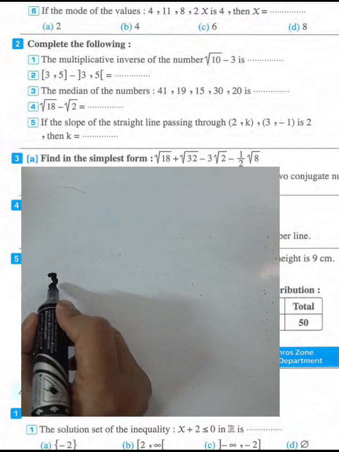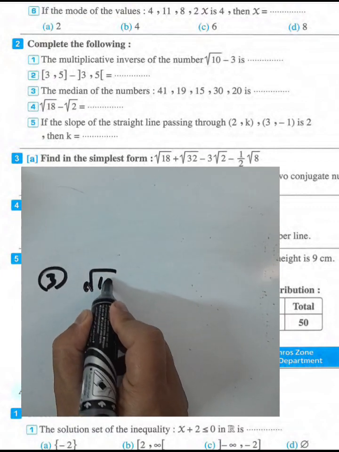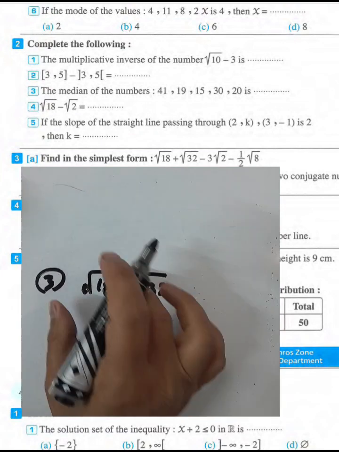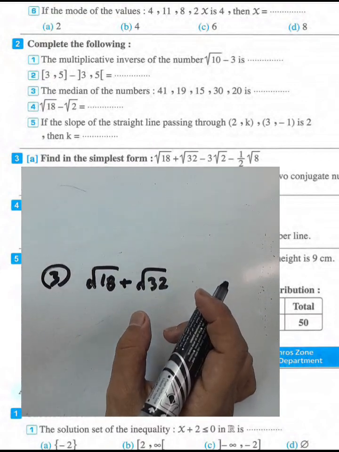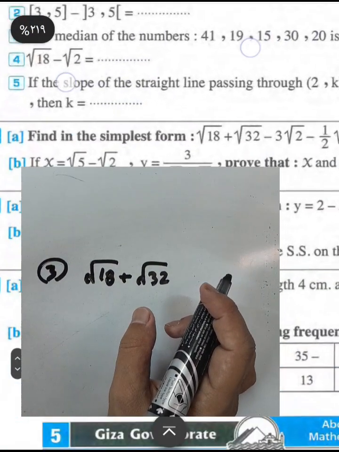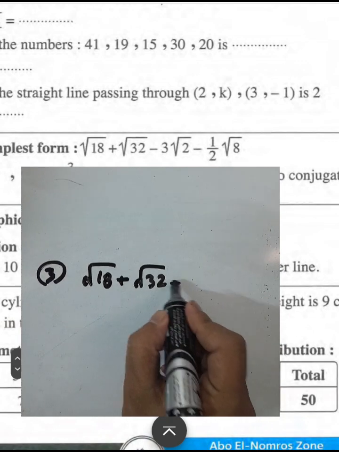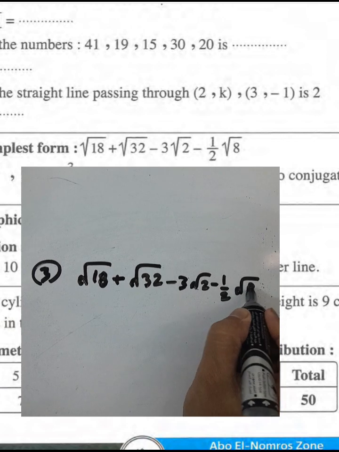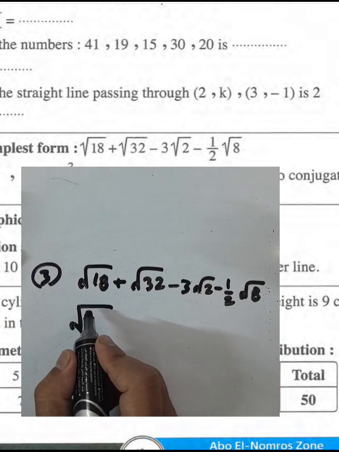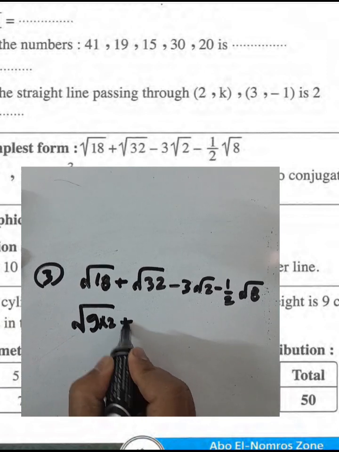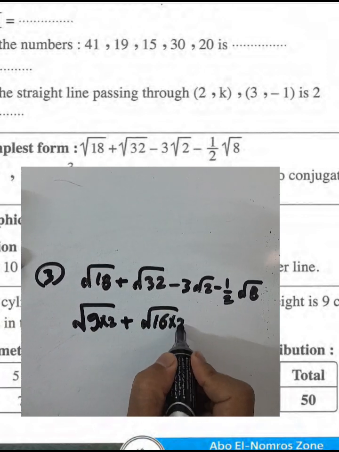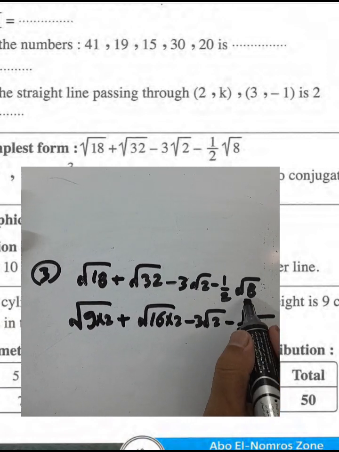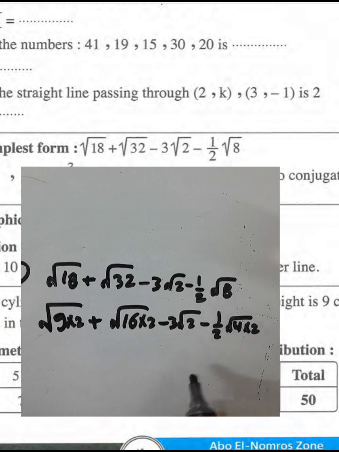Next, question number 3. Find the simplest form: square root of 18 plus square root of 32, subtract by 3 root 2, subtract by half multiplication by square root of 8. First step, we know the square root of 18 equals what? Equals 9 times 2, and 32 equals 16 times 2, and write 3 root 2, subtract half times the square root of 8, equal to 4 times 2.